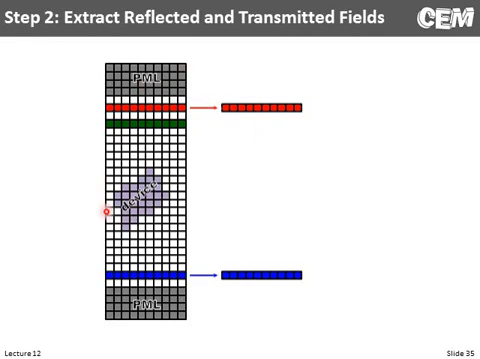Okay, so here's our grid. When we're done calculating the field, we'll look at this row and we'll store those fields in a 1D array. And we'll do the same thing on the transmitted side. We'll extract the fields, not from inside the PML, but pretty close, and store those in a 1D array. So at this point, we calculate the fields and we extract two 1D arrays that are cross sections through our grid. One of them will be the reflected field, one of them will be the transmitted field.